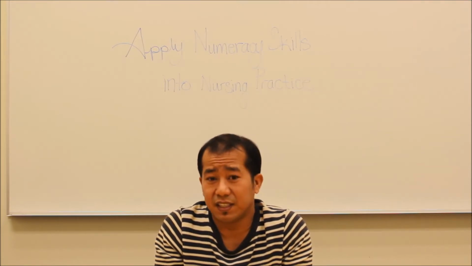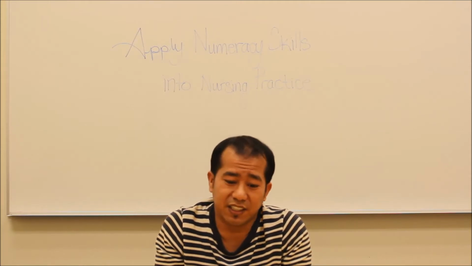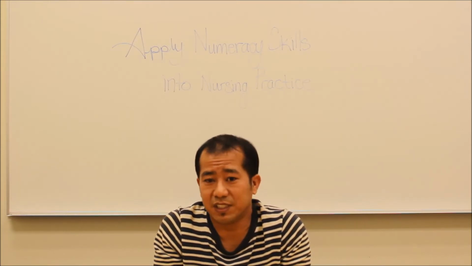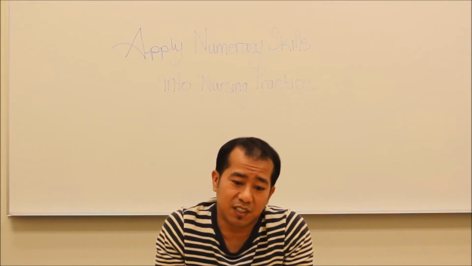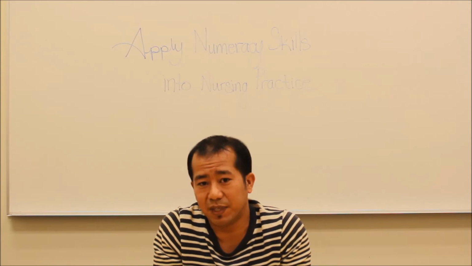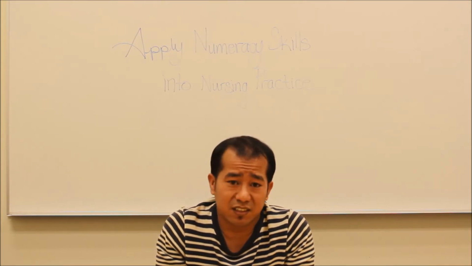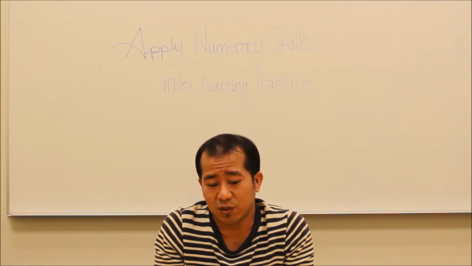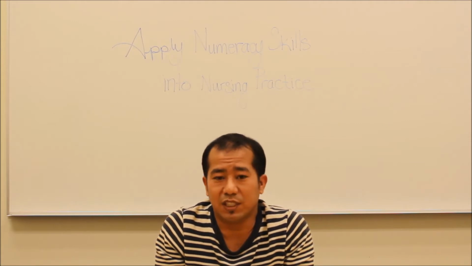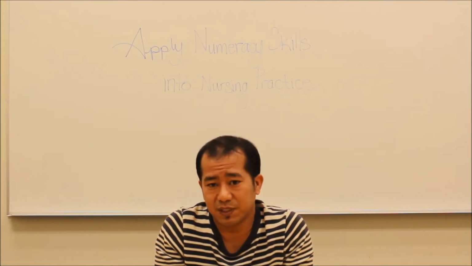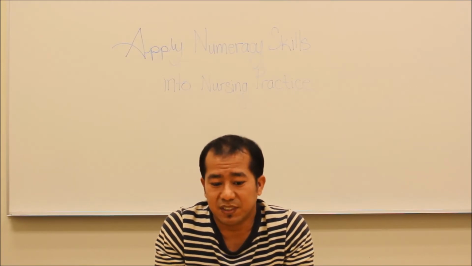The numeracy skills which nurses generally use are ratios, proportions, and cross multiplications. In terms of ratios, suppose the doctor orders 5,000 units of heparin, but the vial is 10,000 units per ml. In this situation, we have to do some calculation to know how much drug we have to administer to the patient. So for any kind of drug calculation, we need numeracy skills.